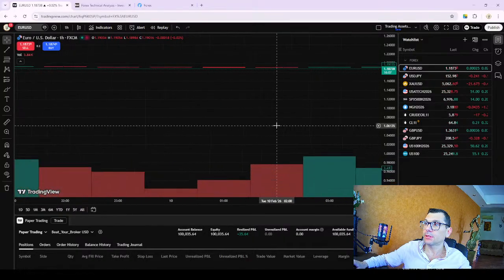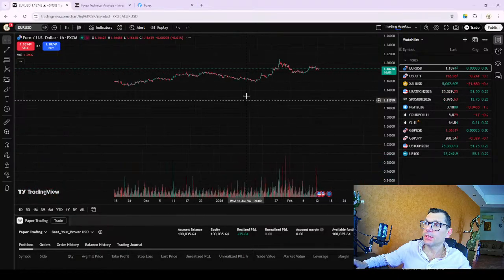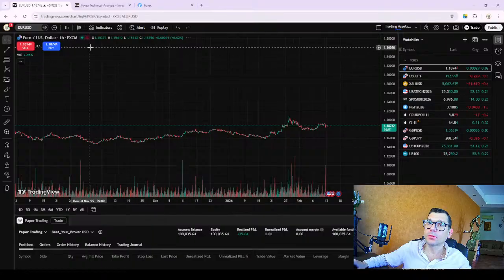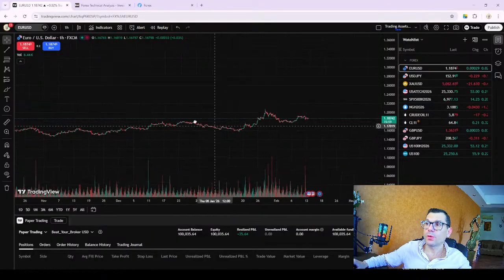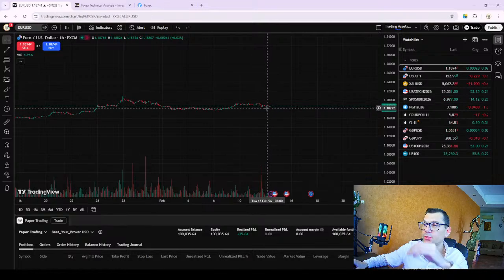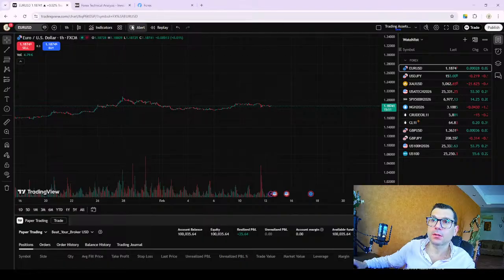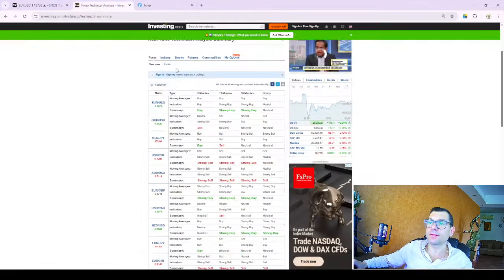Why is it making it so small? Anyway, look, it's hourly movement. Every candle represents 1 hour. And now let me go back so we can see the investing.com signals.